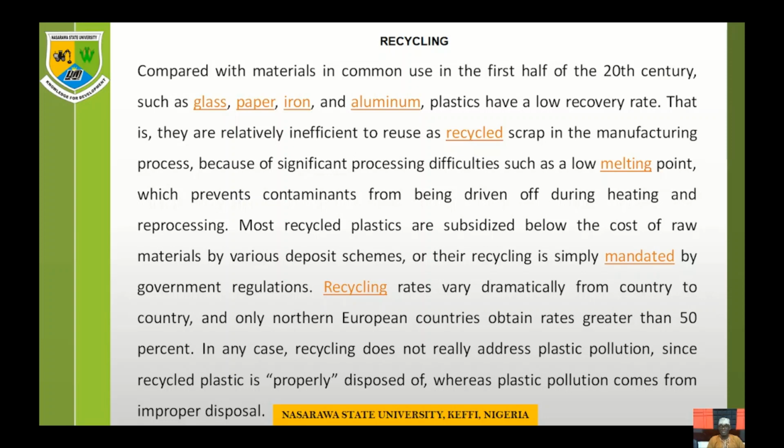Most recycled plastics are subsidized below the cost of raw materials by various deposit schemes, or their recycling is simply mandated by government regulations. Recycling rates vary dramatically from country to country, and only Northern European countries obtain rates greater than 50%. In any case, recycling does not really address plastic pollution, since recycled plastic is properly disposed of, whereas plastic pollution comes from improper disposal.